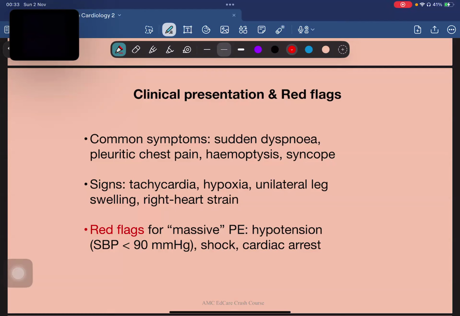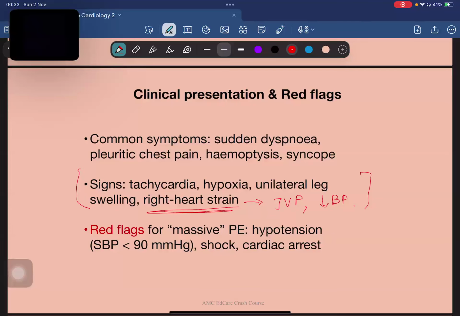Something you could remember is that if the right ventricle is strained, you could see jugular vein distension and hypotension, low BP, and those are some of the signs that you would notice in pulmonary embolism.